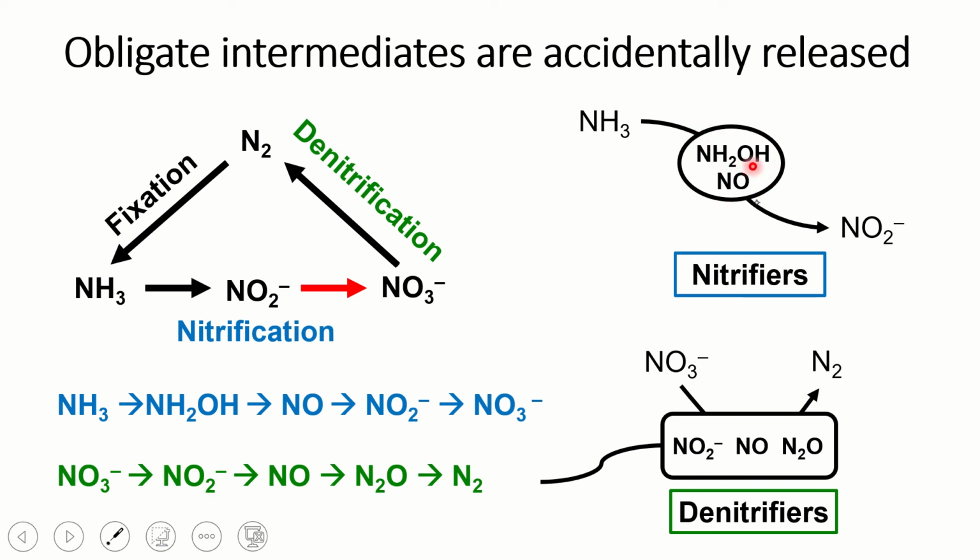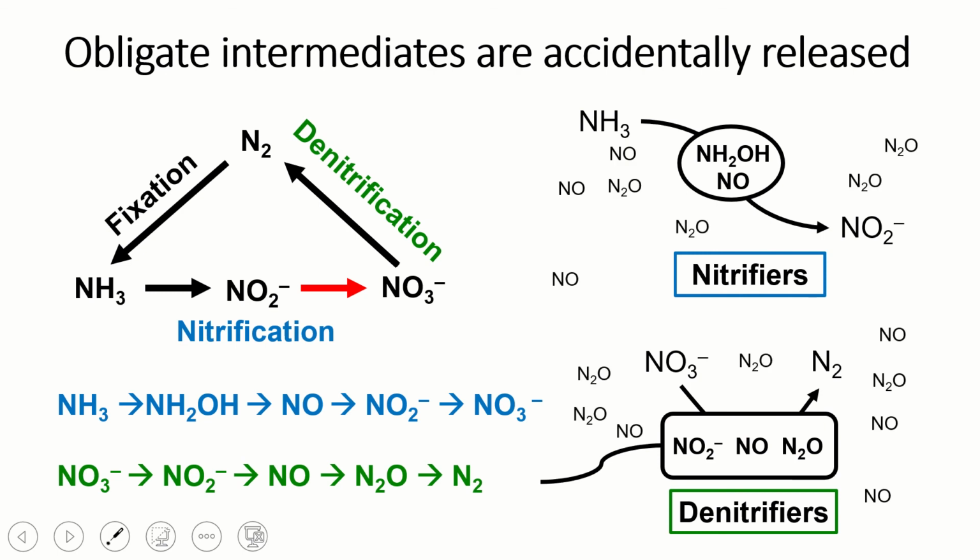So, for instance, nitrifiers, the obligate intermediates, hydroxylamine and nitric oxide are within the cell, and then for denitrifiers, nitrite, nitric oxide, and N2O are made. However, since nitric oxide and nitrous oxide are both gases and potentially volatile, they don't always make it to the next step in the cycle and get converted all the way to the final end products.